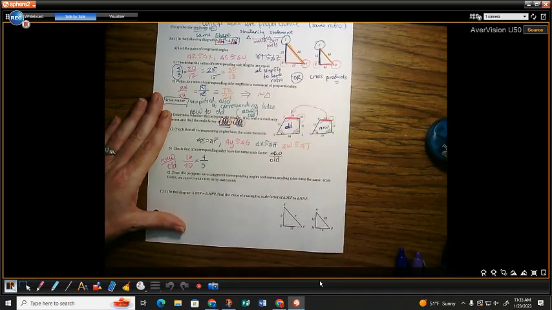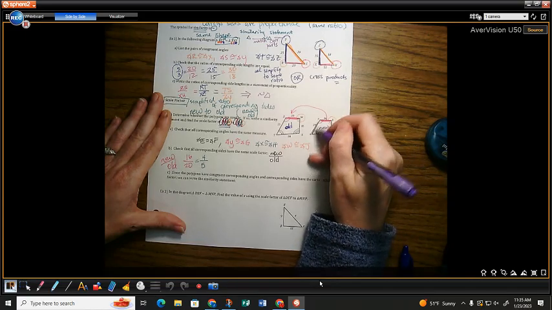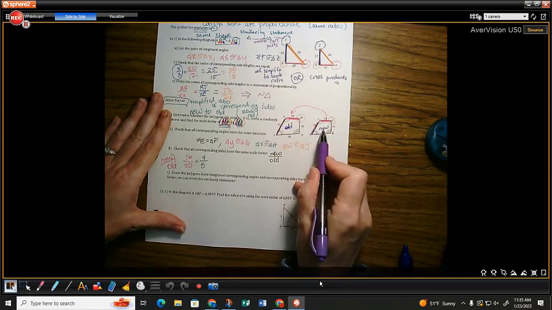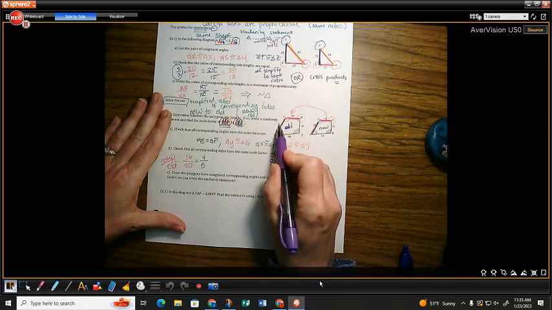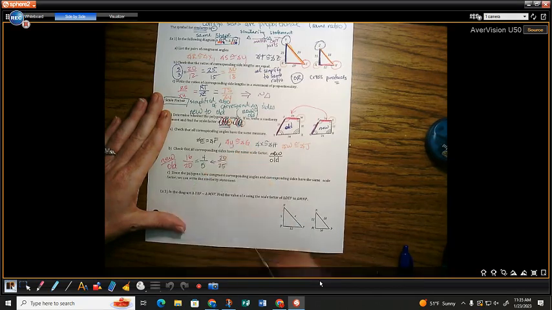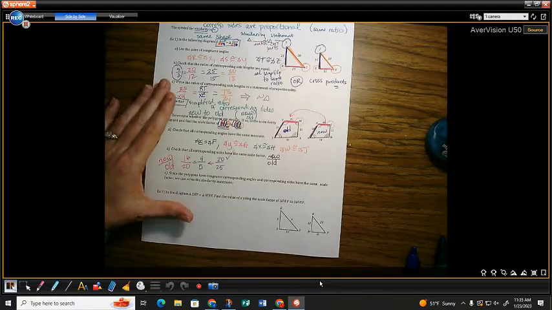Now I have to check all of the other ones. So what's another set of sides I have to check now? 20 over 25. And how do you know to put 20 over 25? FG. Because I have to do new to old. So I'm going to do 20 over 25. Does that simplify down to 4 fifths? Yes. Awesome. So it has the same scale factor.